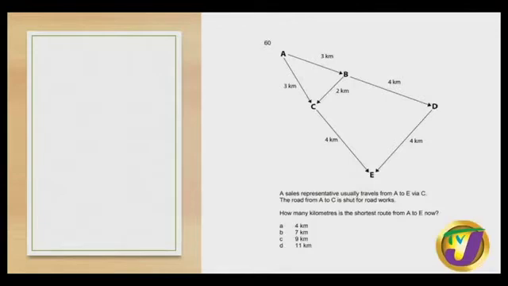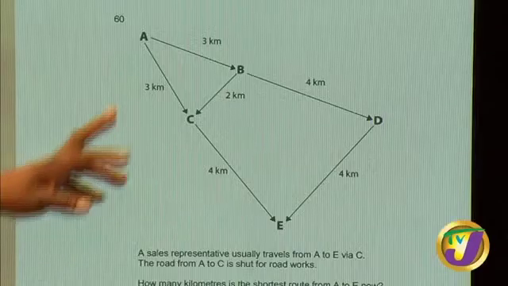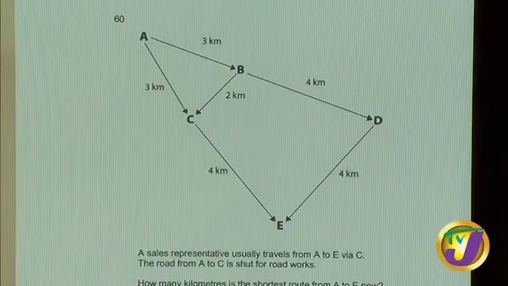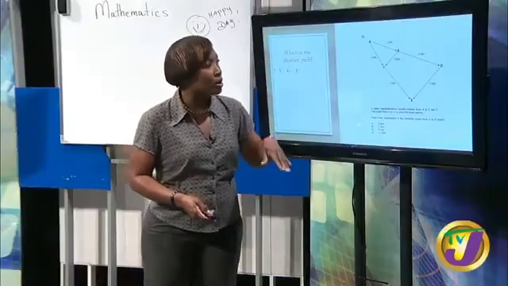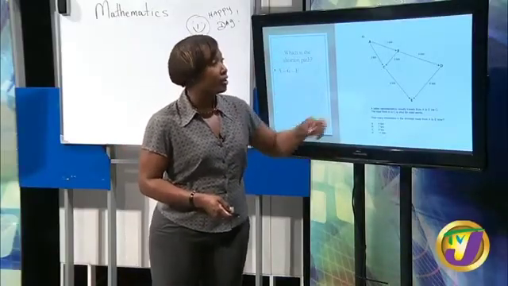Next question. A sales representative usually travels from A to E via C. The road from A to C is shut for roadworks. How many kilometers is the shortest route from A to E now? All right, so which is the shortest path? That's what you're being asked to identify. All right, so A to C to E is the regular path. As you can see, I've crossed out C because A to C is closed for roadworks, what we'd call construction here in Jamaica.